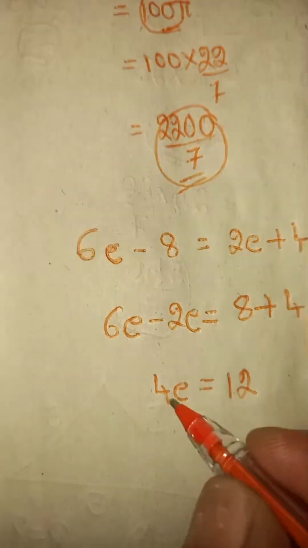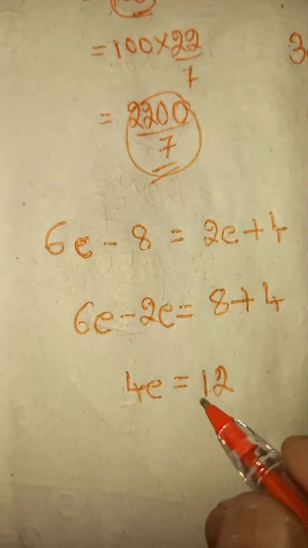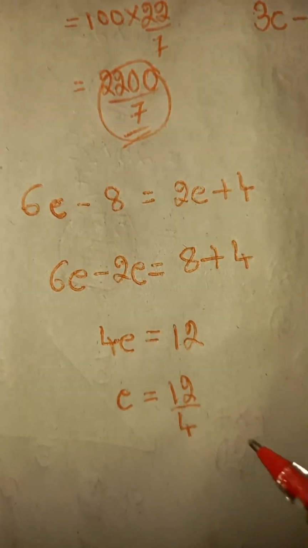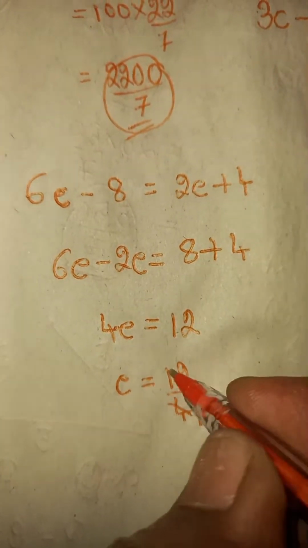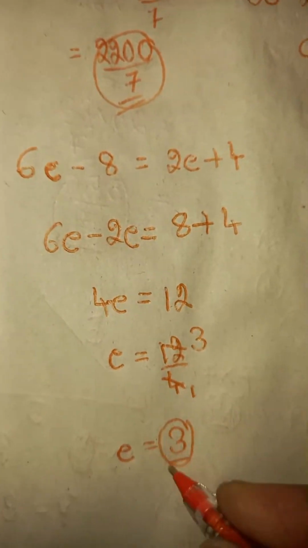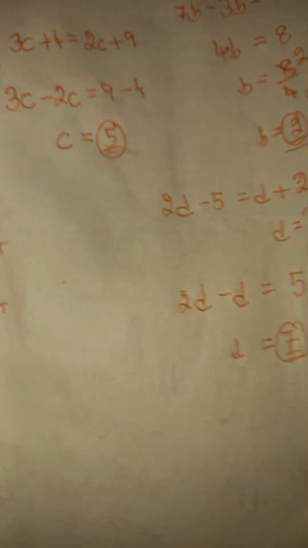This 4e can be written as 4 times e. That 4 moves that side, it becomes 12 by 4. 12 by 4 you can divide. 4 1 times, 4 3 times. So e's value is equal to 3. Let's take one more problem.